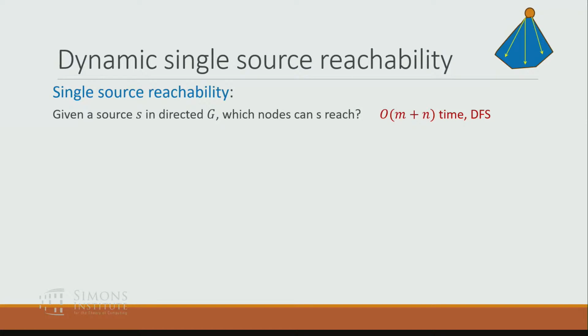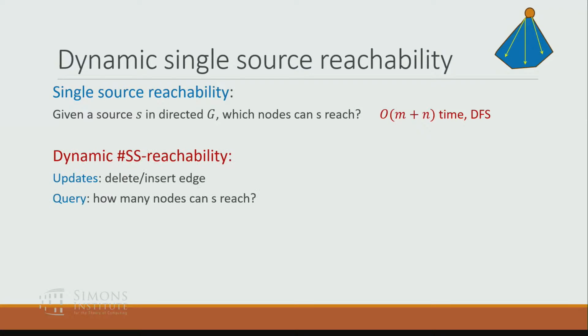Given a source S in a directed graph, which nodes can S reach? This you can do in linear time, right? This is not the dynamic problem. This is the static one. In the dynamic one, we delete and insert edges. We want to know how many nodes S can reach. I don't need to know which ones. I just want to know how many. The trivial solution is after each insertion and deletion recompute with DFS, or during the query time you can do it. Either way, it's linear time.